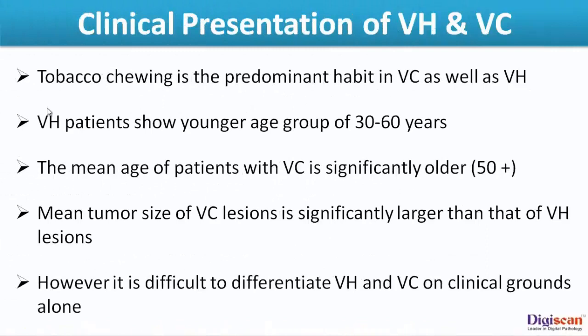Tobacco chewing is a predominant habit in verrucous carcinoma as well as verrucous hyperplasia. Verrucous hyperplasia patients show a younger age group of 30 to 60 years, while the mean age of patients with verrucous carcinoma is significantly older, that is, above 50 years of age. Mean tumor size of verrucous carcinoma lesions is significantly larger than that of verrucous hyperplasia lesions. However, it is difficult to differentiate verrucous hyperplasia and verrucous carcinoma on clinical grounds alone.